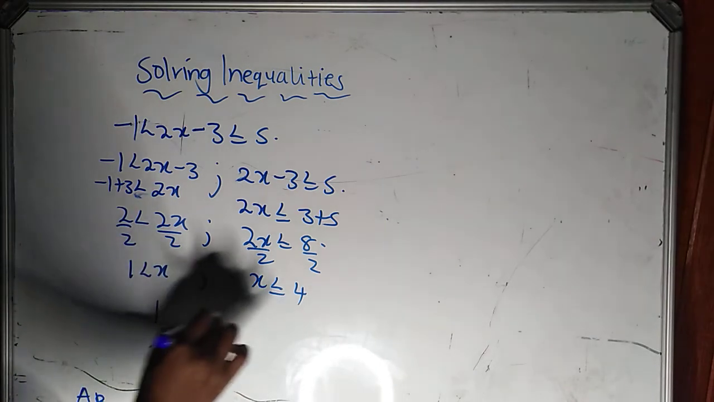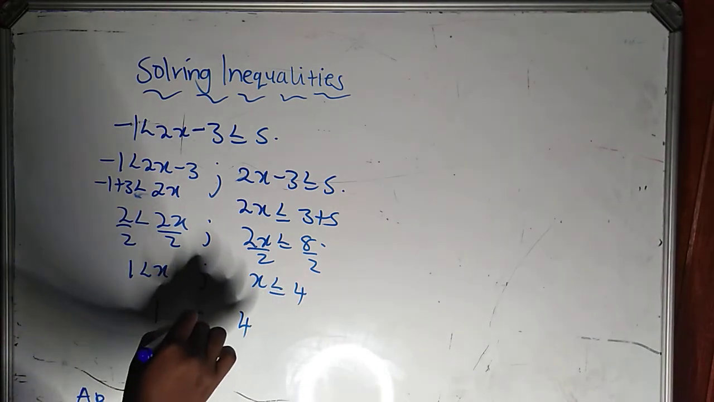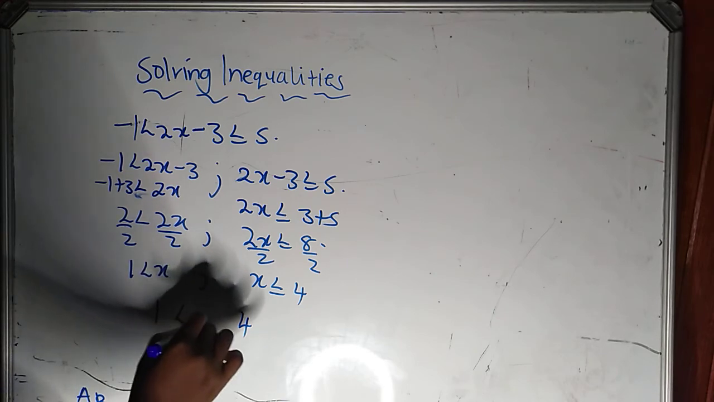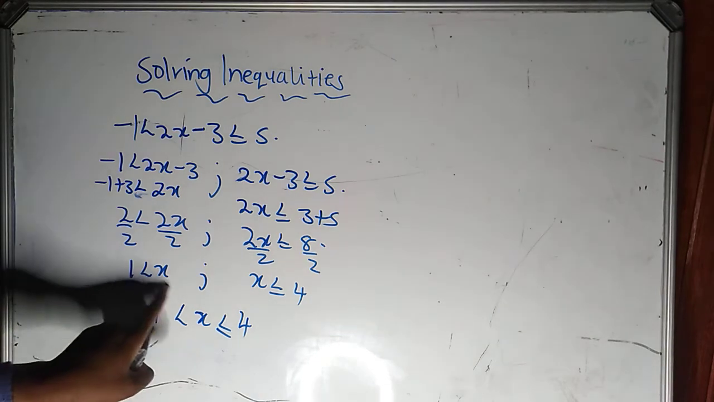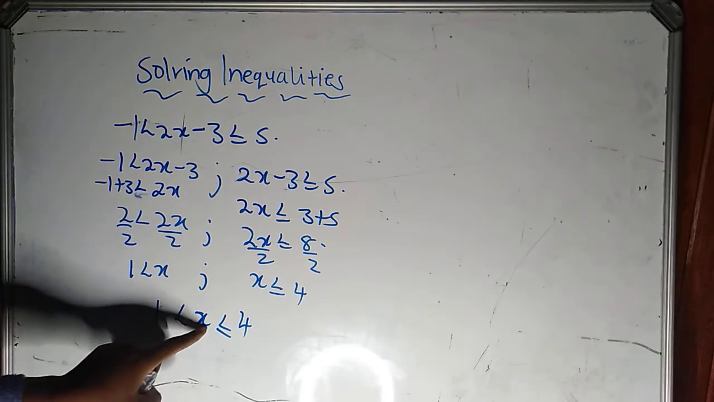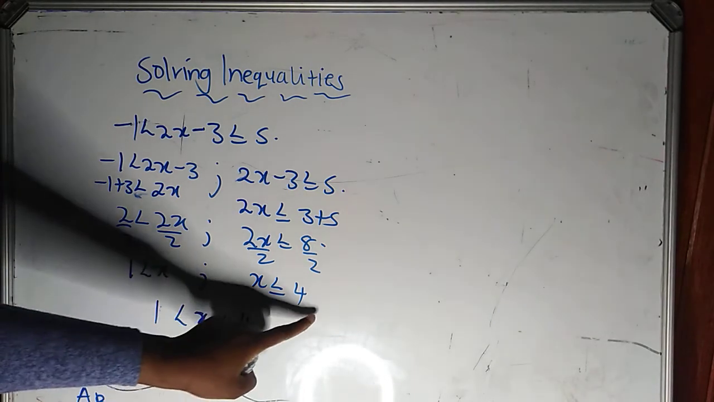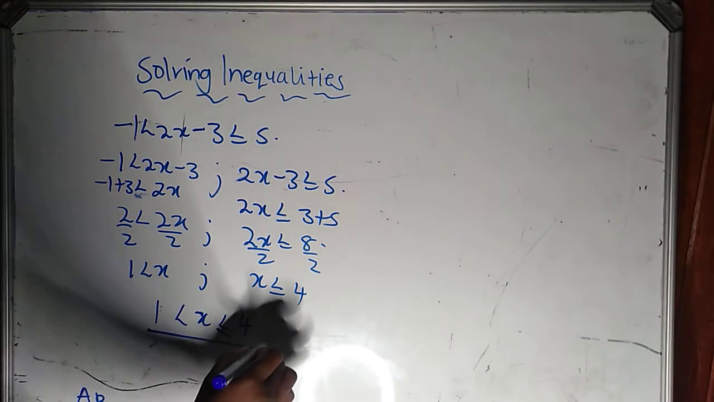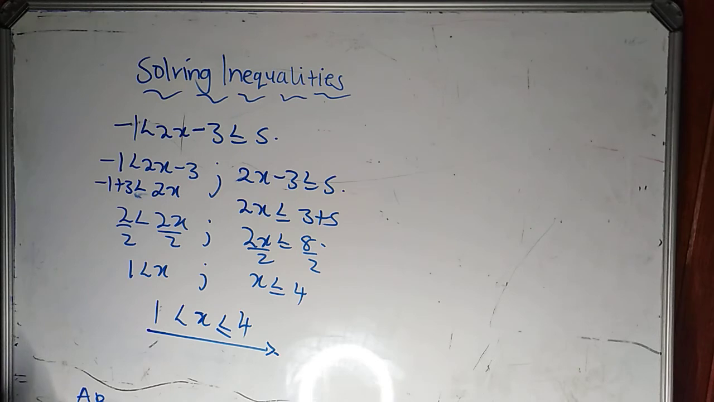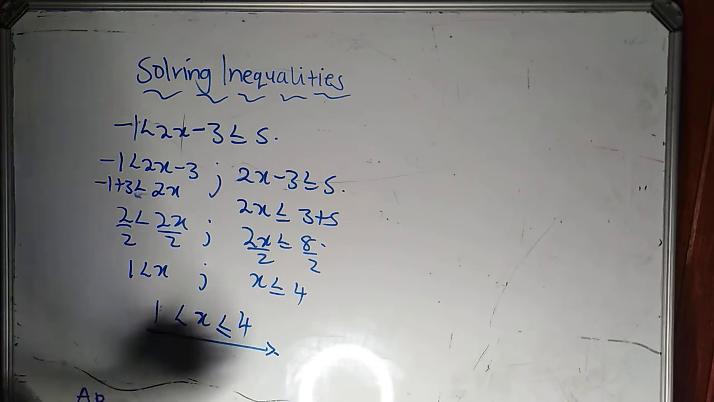So I'll write my 1 there and my 4 there. I put my signs like that. Okay. X is greater than 1. It's shown here. X is greater than 1. X is less than or equal to 4. Yes, x is less than or equal to 4. So I've shown my final solution, but I still need to show it on a number line.